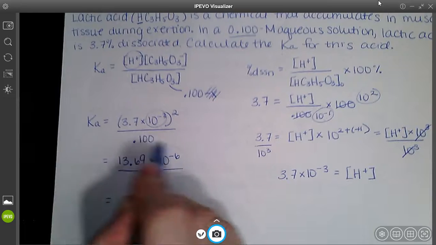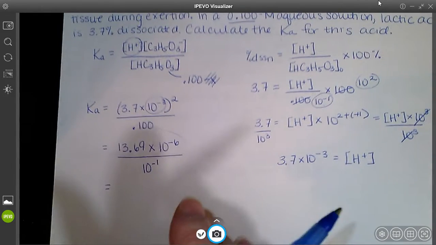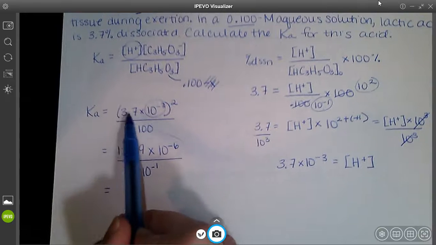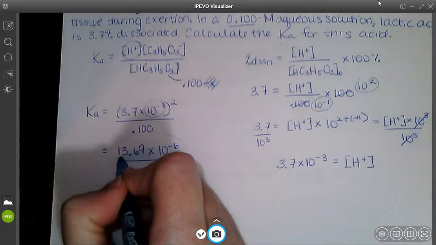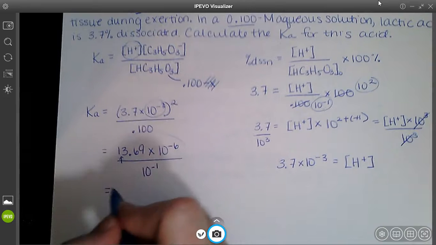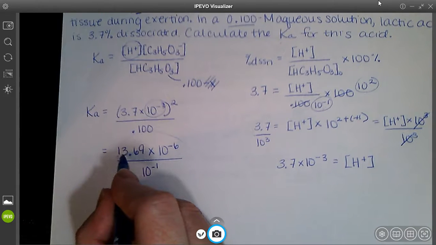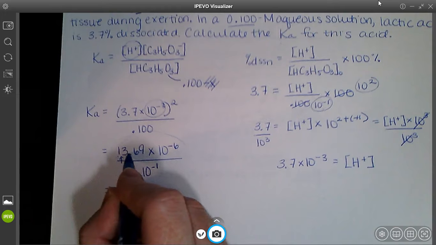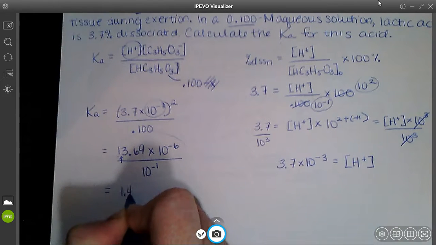To put this top one in proper scientific notation, I'm going to get my sig figs right, because I only get to keep 2 sig figs. So I know my decimal has to be here. So I know it's these 2 digits. The 6 bumps the 3 up to 4. So I know that front number is going to be 1.4.